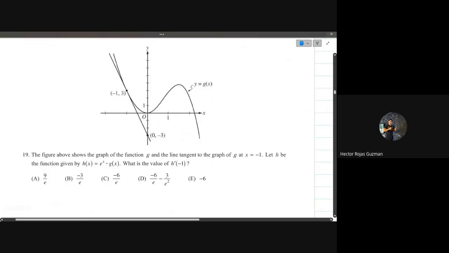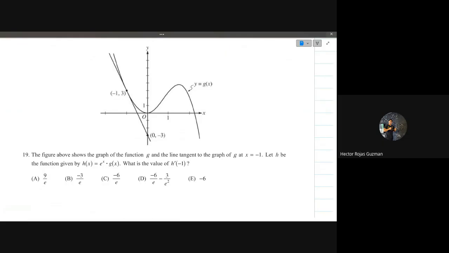The figure above shows the graph of the function g and the line tangent to the graph at -1. H is the function defined right there. What is the value of h prime of -1? Well, let's start by finding the derivative. H prime of x equals the first times the derivative of the second plus the second times the derivative of the first. And if I plug in my -1, we get e to the -1 times g prime of -1 plus g of -1 times e to the -1.